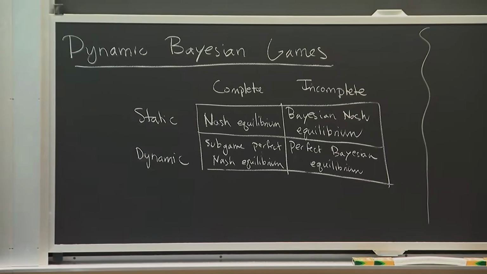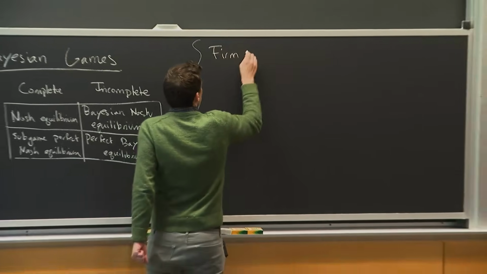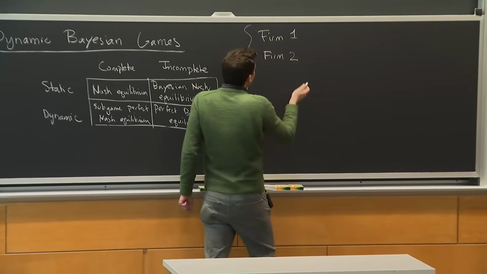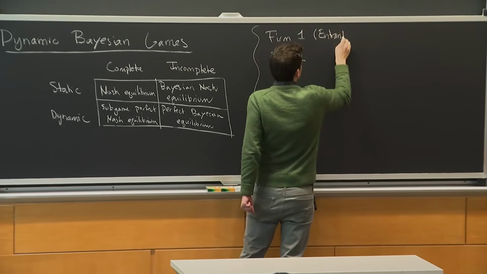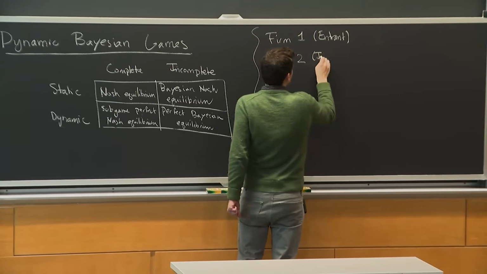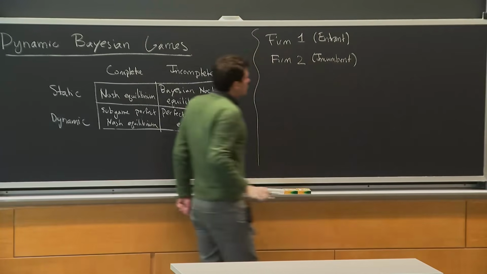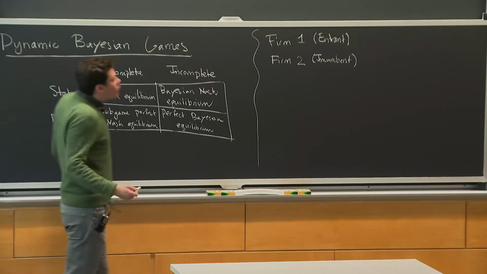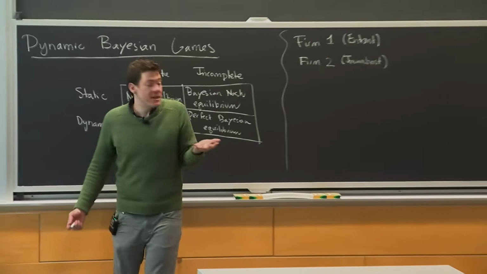So let's go back to our classic example where we had two firms. We had firm 1 and we had firm 2. And we'll think of firm 1 as a potential entrant. And we'll think of firm 2 as an incumbent. So firm 2 is already in the market. Firm 1 is deciding whether to enter the market or not. So they're called an entrant, but really they're a potential entrant. They may or may not enter.